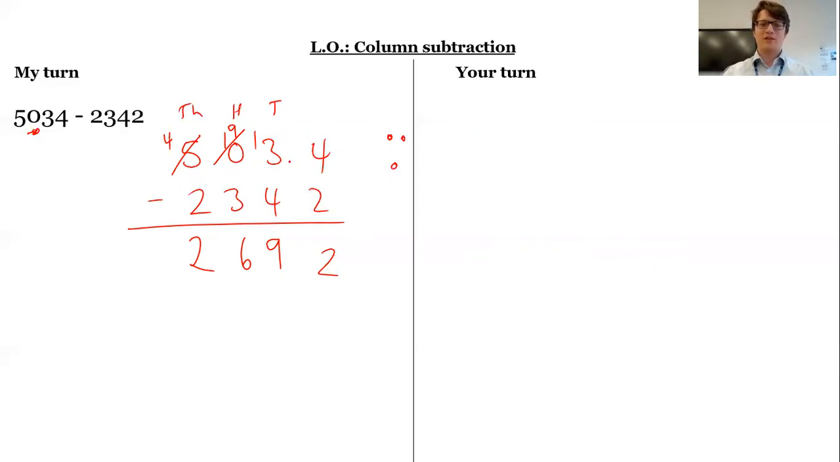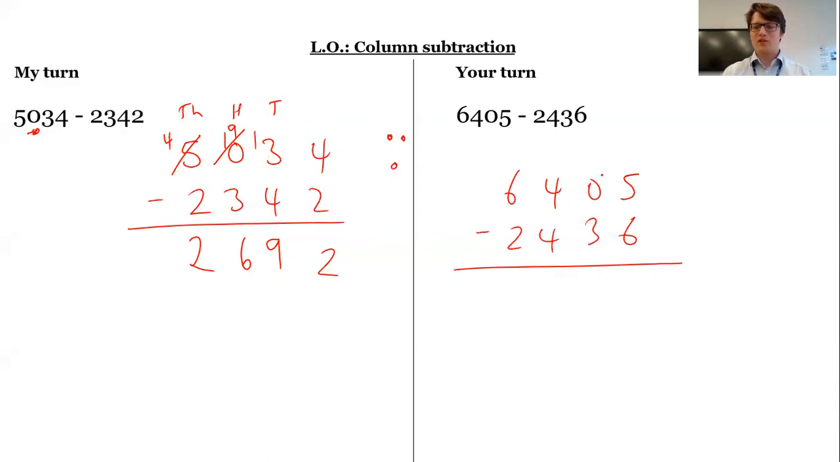What's really important to remember is you can't just take one of these thousands and put it into the tens column because actually 1,000 is 100 tens, so I'd have 103 tens, which wouldn't work. So you've got to put it into the next column, and then the next column is like a sort of shuffle. So your turn. Again, I'll just help you by lining up the columns. Then off you go. Think very carefully. What's going to go on here? What's going to happen here? Pause the video, stop when you're ready.